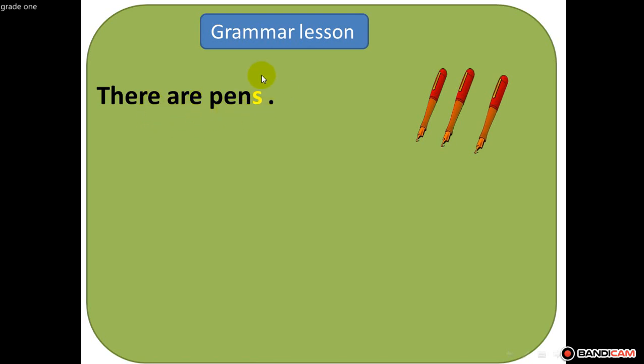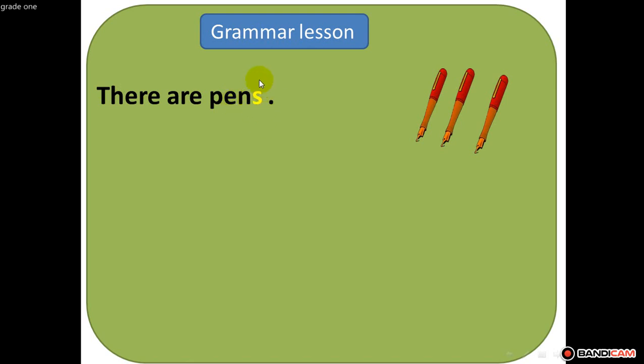There are pens. In this sentence, we use are. So we can't use is because is for singular, for one thing. If there is one pen, I'm going to say there is a pen. But if there are 3 pens, we have to say there are. I can't say there is. This is wrong. So the correct sentence is there are pens.